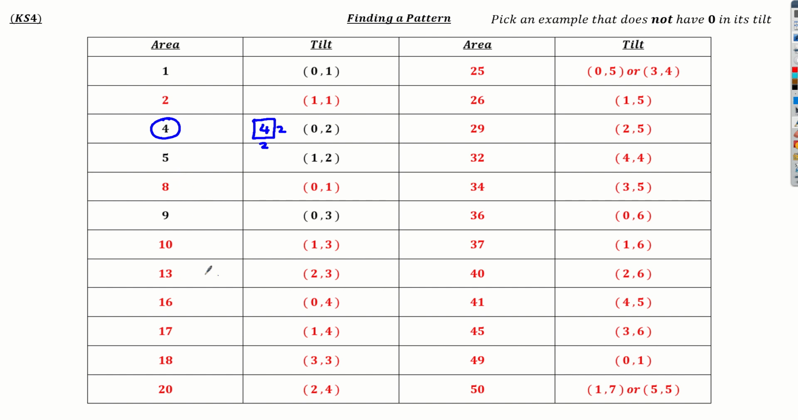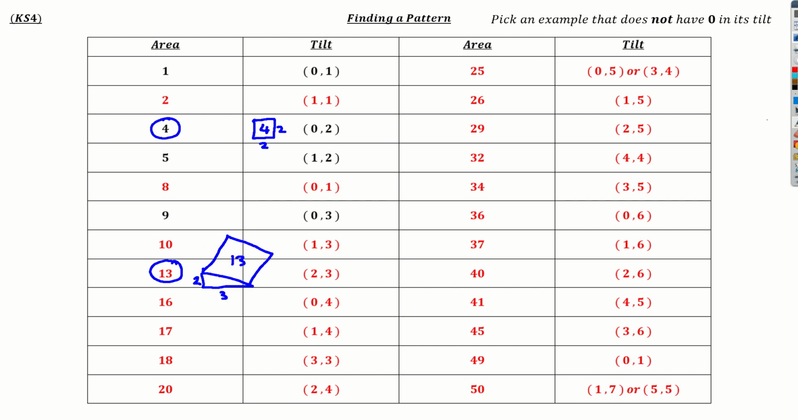Let's pick a different example. This one, 13. Okay, so this one, I can make an area of 13 by drawing a square with a tilt of 2 by 3. Okay, so what that would mean is that if I draw a triangle like this, that's 2 by 3, then the square that goes on top of that, this one, which isn't the greatest, but there we go, that square there would have an area of 13.